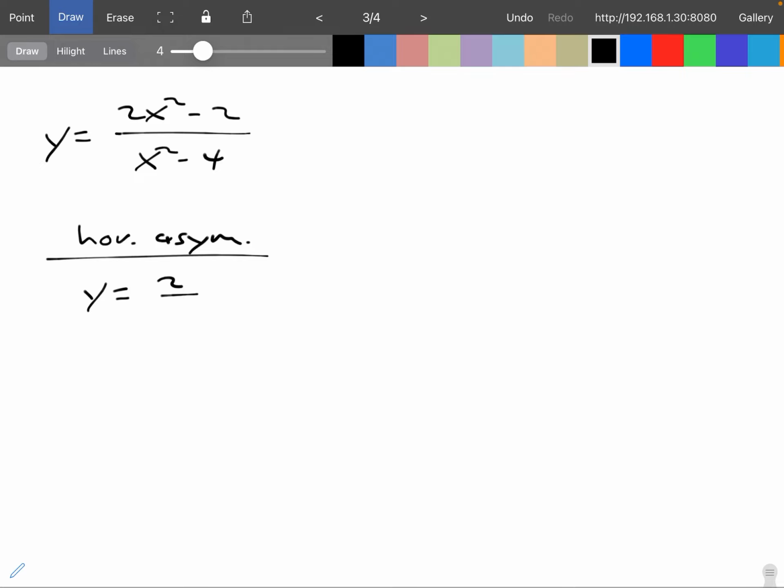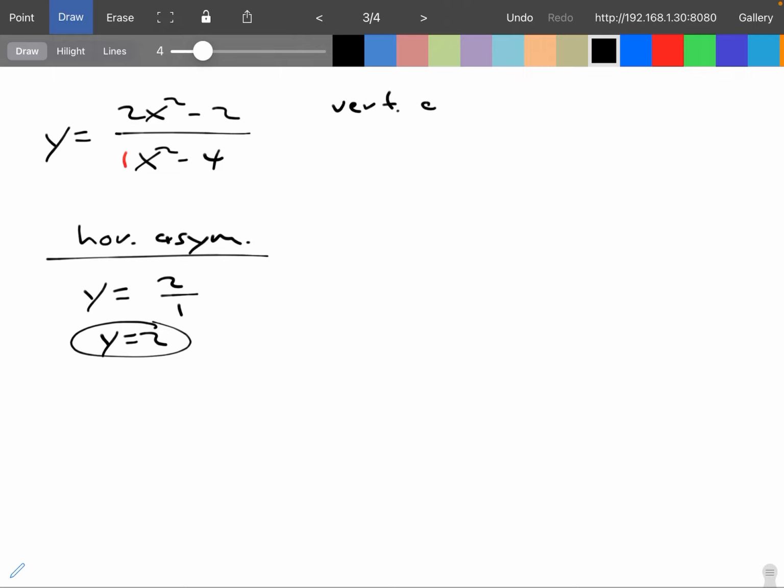So we're going to have a 2 divided by, and I'll speed it up here, the number out in front of the highest power term in the denominator, that is a 1 right there. So that's going to be a 1. Well, that means y equals 2 is our horizontal asymptote.